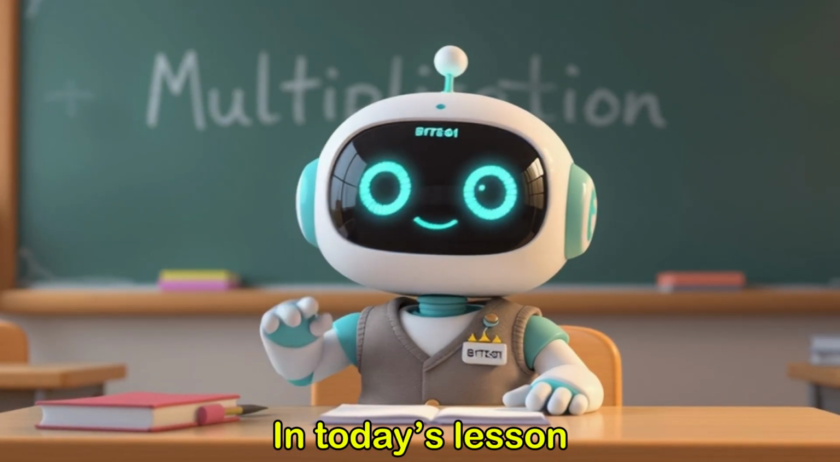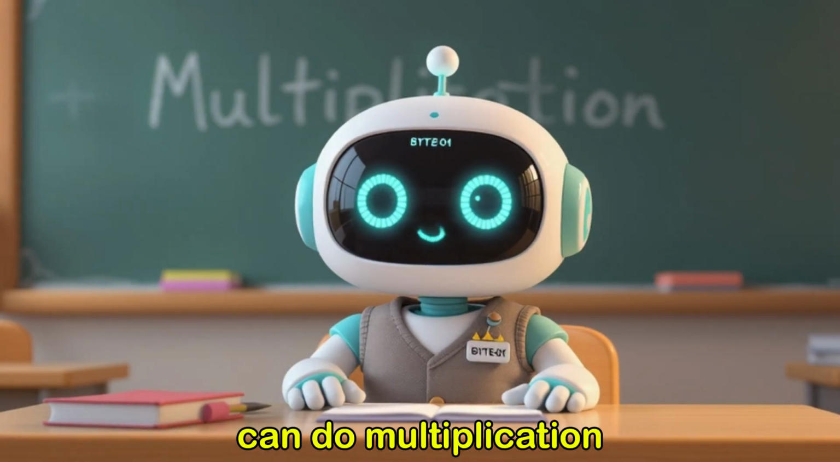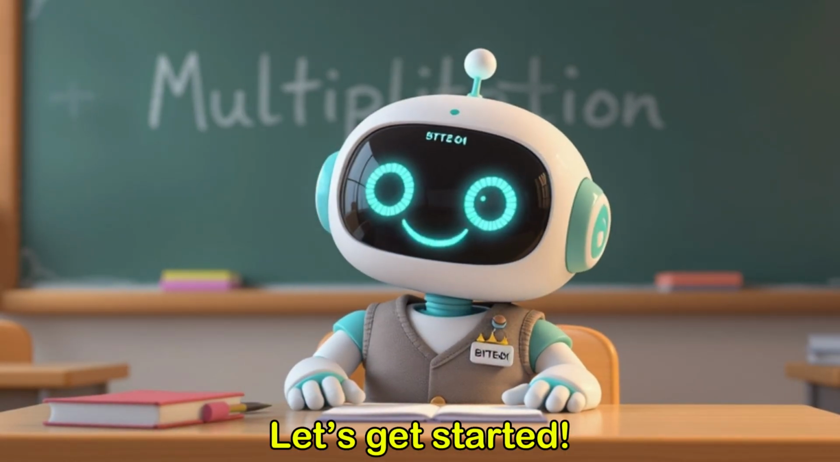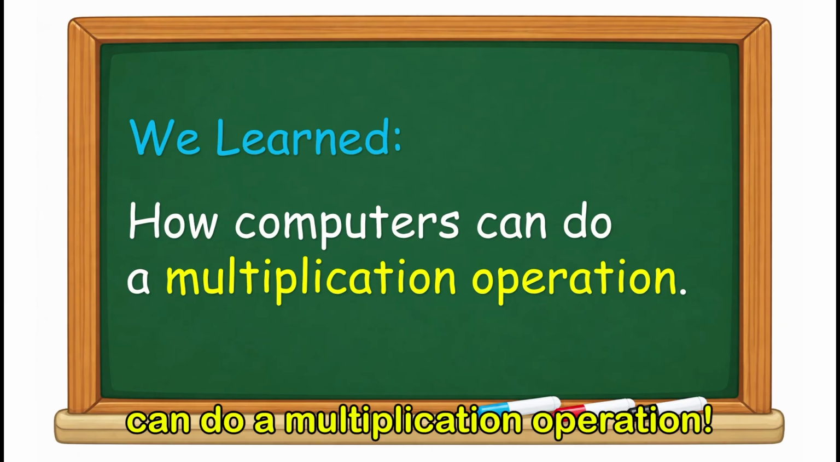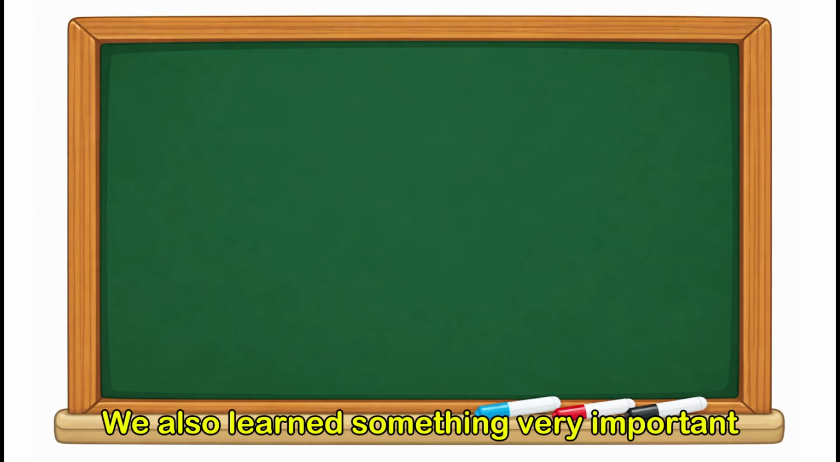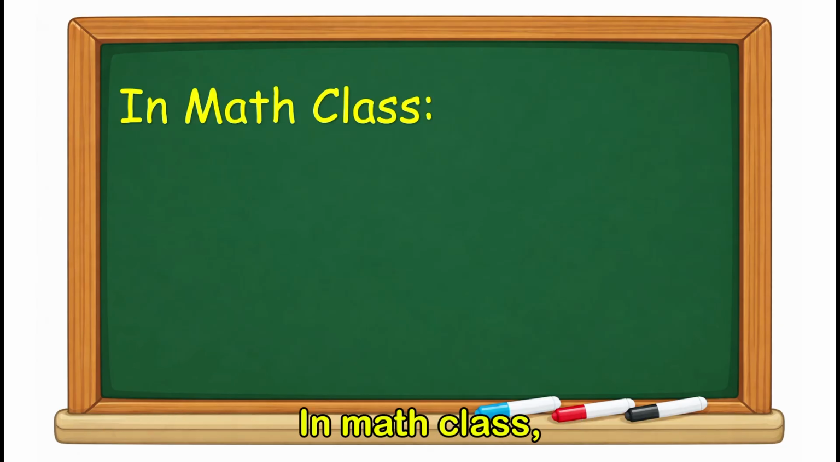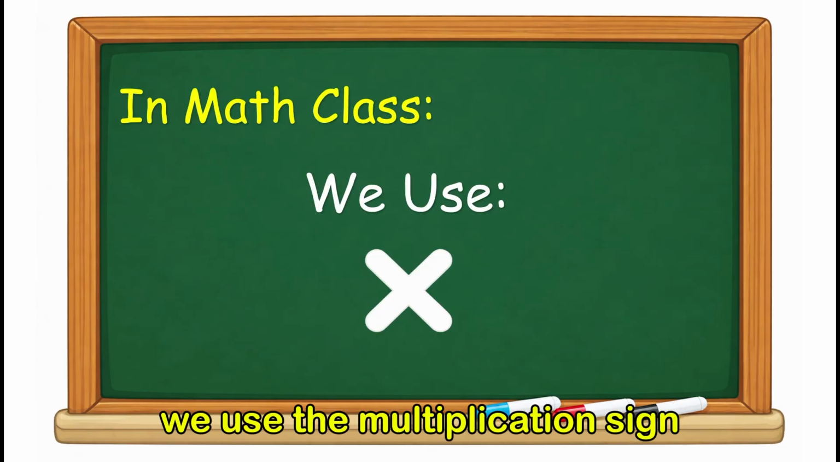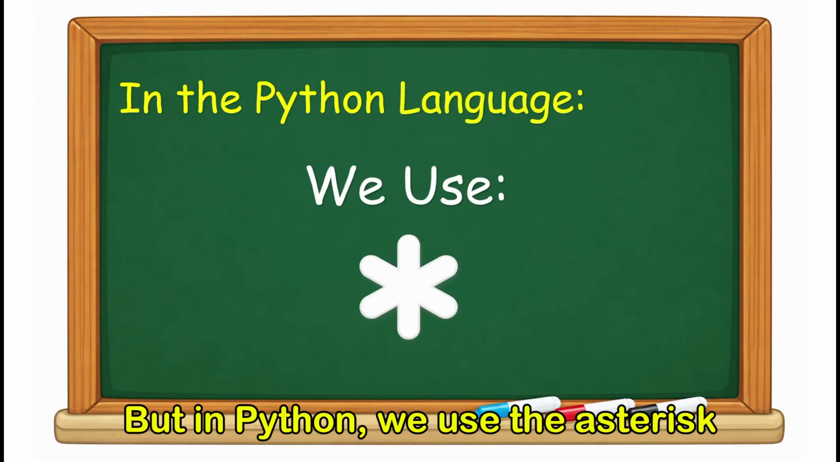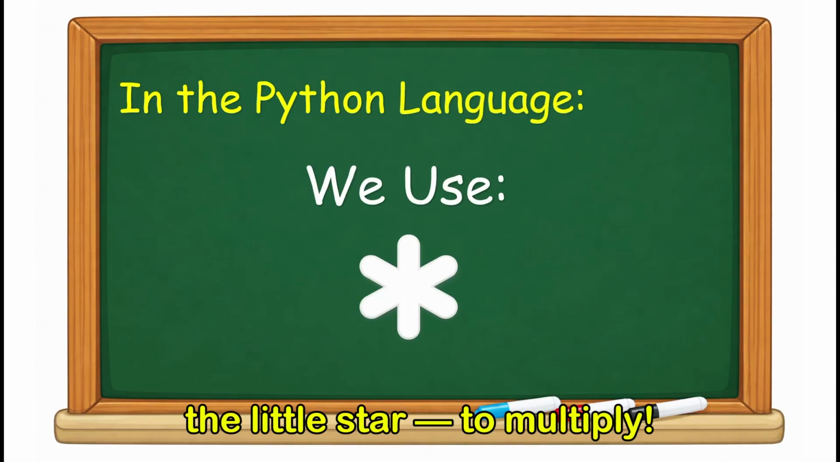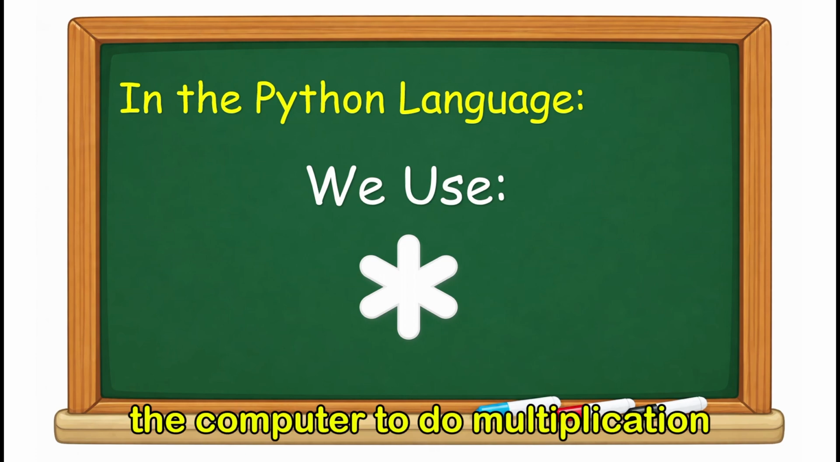In today's lesson, we're going to see how a computer can do multiplication live. Let's get started. Last time, we learned how a computer can do a multiplication operation. We also learned something very important. In math class, we use the multiplication sign, the little crossed lines. But in Python, we use the asterisk, the little star, to multiply. And that's how we tell the computer to do multiplication.